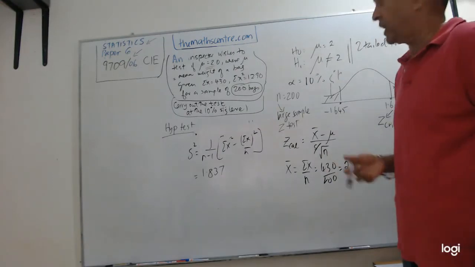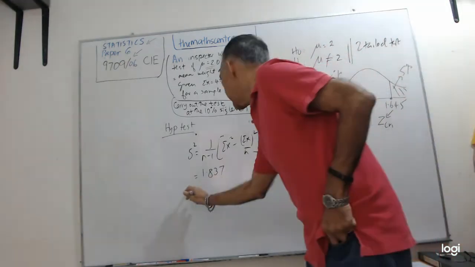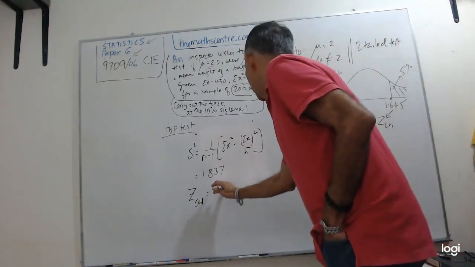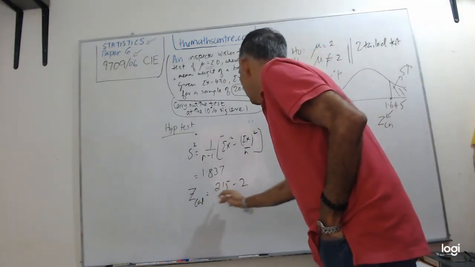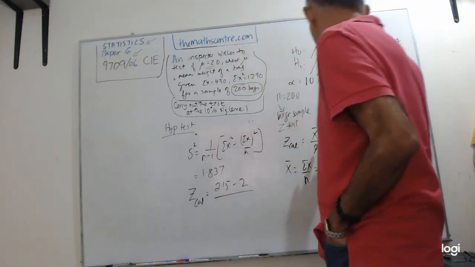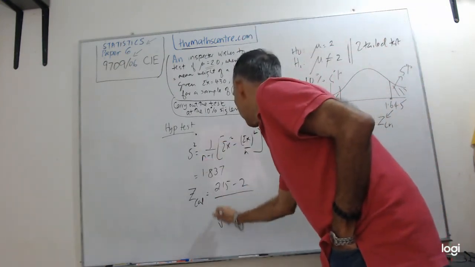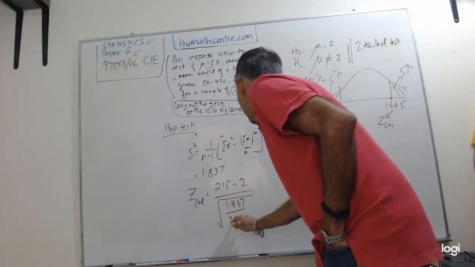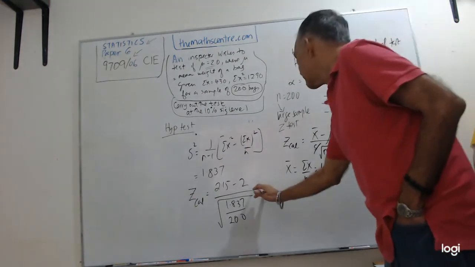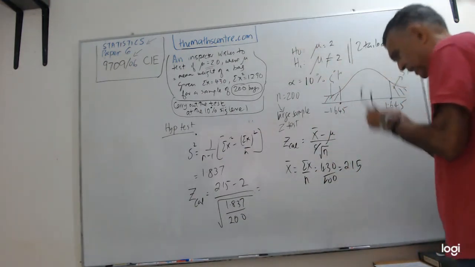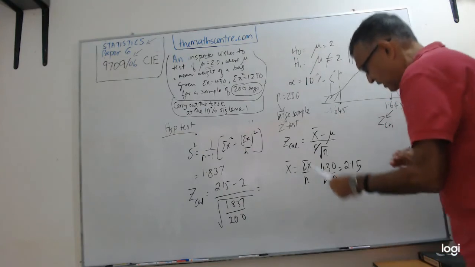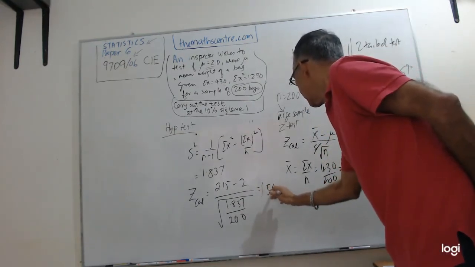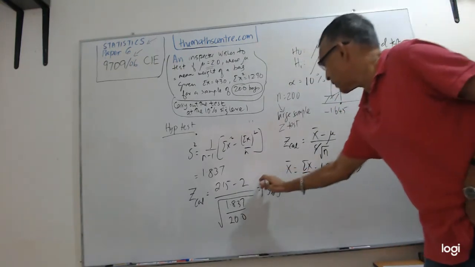So we are almost done. Z calculated is our test statistic, which will be x bar, 2.15, minus 2, over the square root of s squared over n. So we have 1.837 divided by 200 under the square root. When you work this out using a calculator, you'll get 1.565.